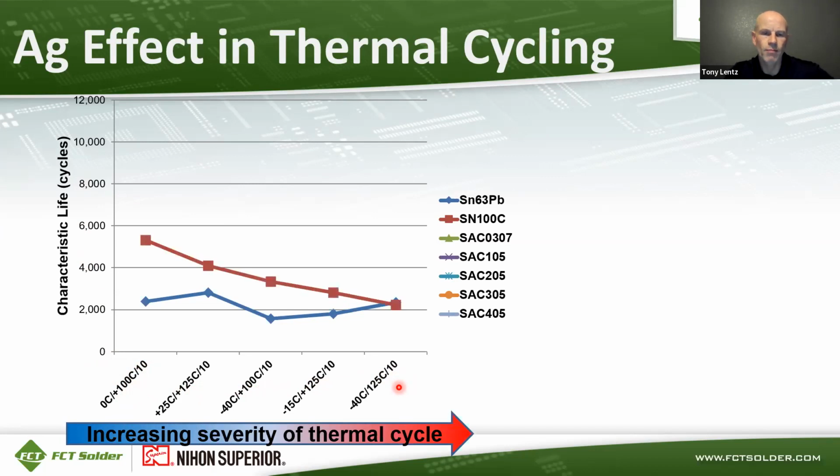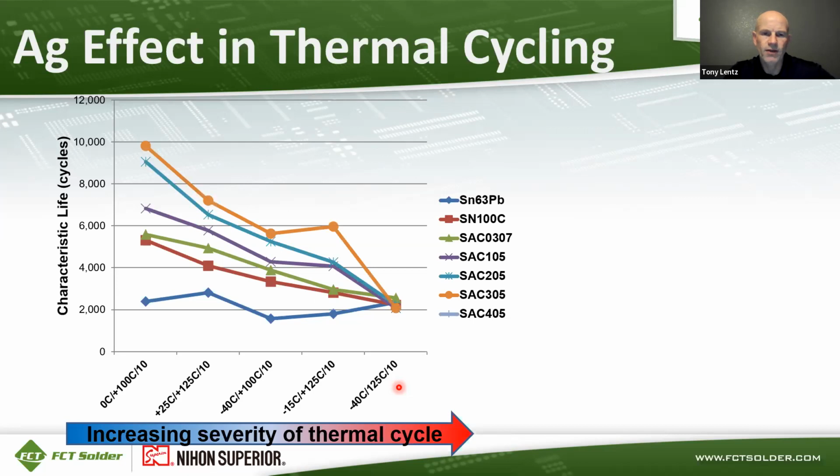The next line here with the red blocks is S100C, and you can see that characteristic life decreases as we go to more severe thermal cycles. Then we've got SAC 0307, which is a low silver tin silver copper solder. And that kind of follows the trend of S100C. It's very similar. And then SAC 105, SAC 205, SAC 305, and SAC 405 all follow the same trend. So with this less severe thermal cycle of 0 to 100 C, the characteristic life is much higher as we add silver to the solders. So as silver content goes up, characteristic life goes up for the 0 to 100 C thermal cycle.